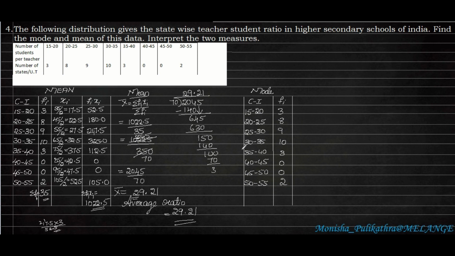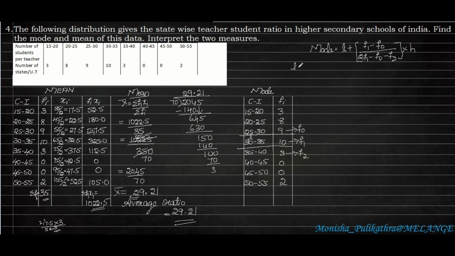Here first we need to find the maximum frequency. The maximum frequency is 10. So we have to select this row. When we select this row, this 10 will become F1, the preceding term will become F0 and the succeeding term will become F2. So this will become the lower limit L. Then I will write the formula for mode, that is L, the lower limit, plus F1 minus F0 whole divided by 2F1 minus F0 minus F2, into H. H is the class size.